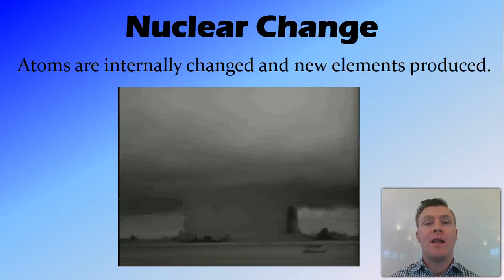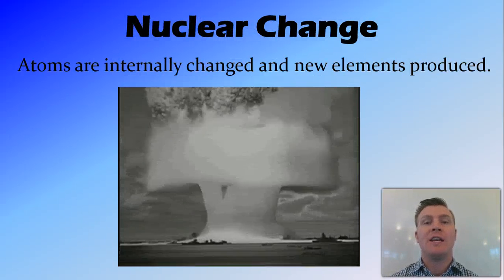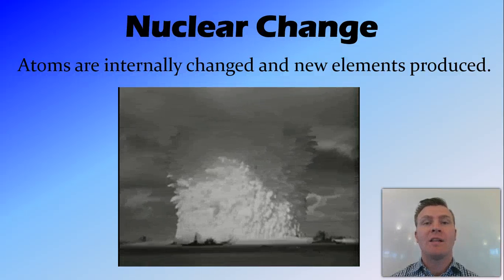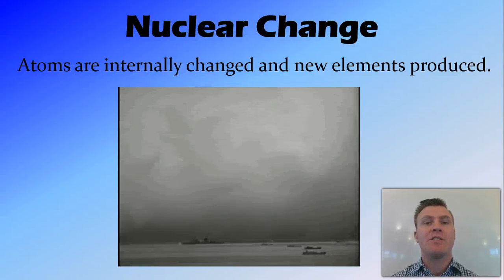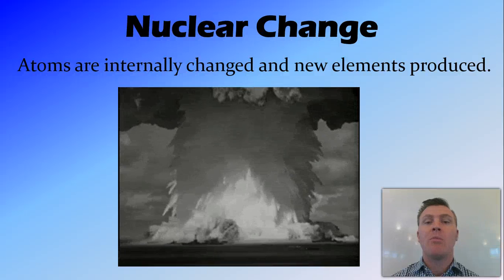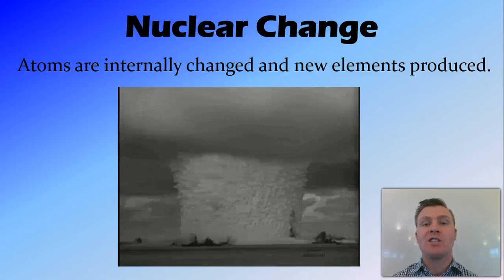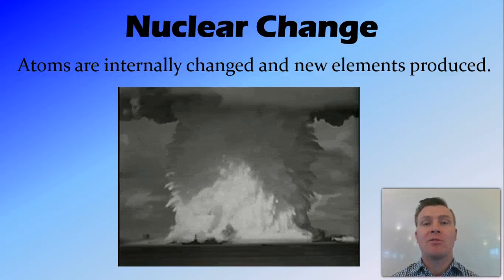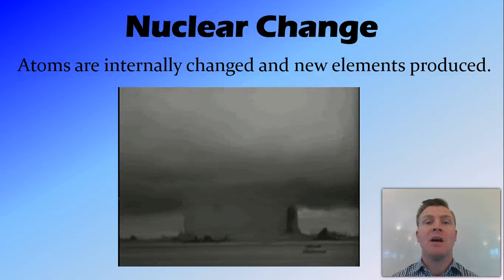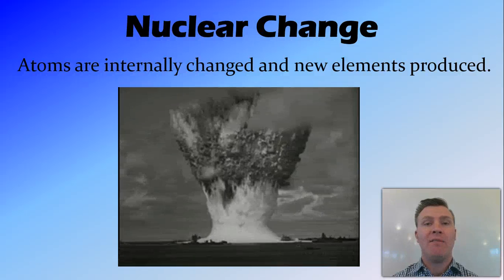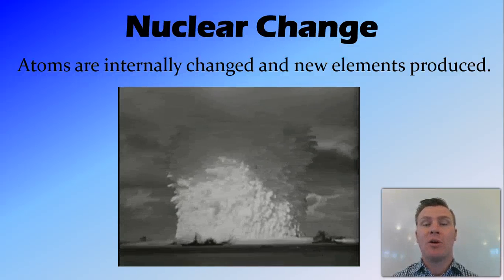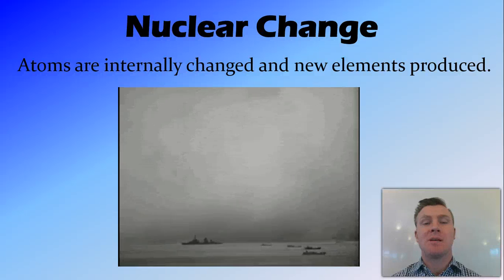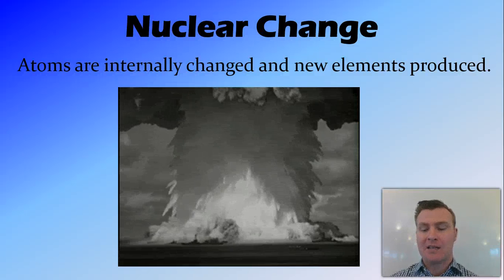Now, the last type of change is a nuclear change. And you don't really need to know about nuclear change, so I'll just touch on it briefly. But what happens is the atoms are changed internally and new elements are produced. So you might have two light atoms that are slammed into each other to form a heavier atom, or you might have one heavy atom that splits apart to form two lighter atoms.